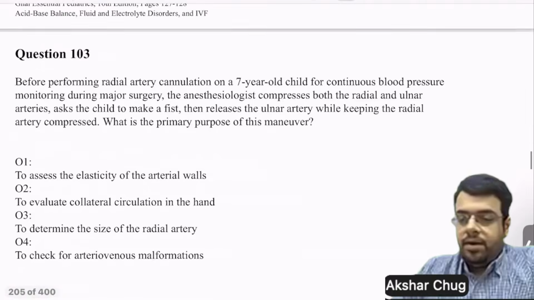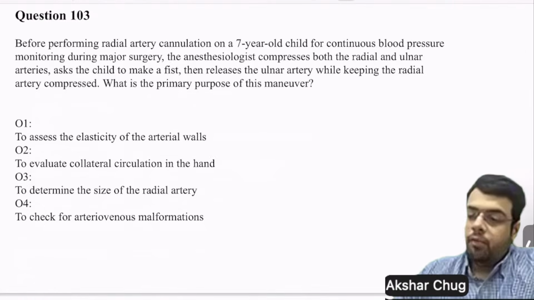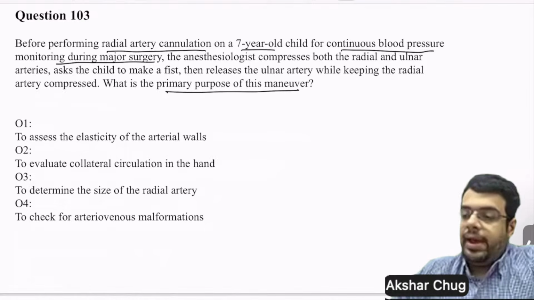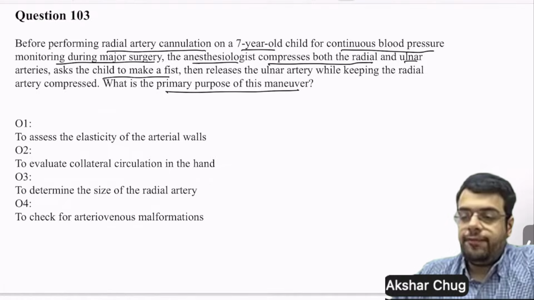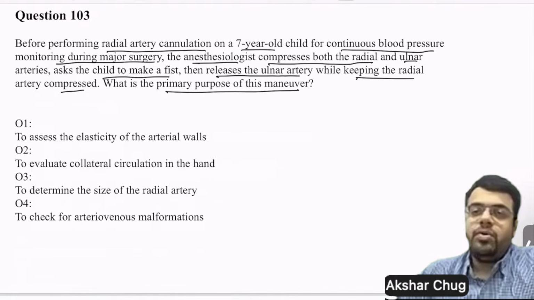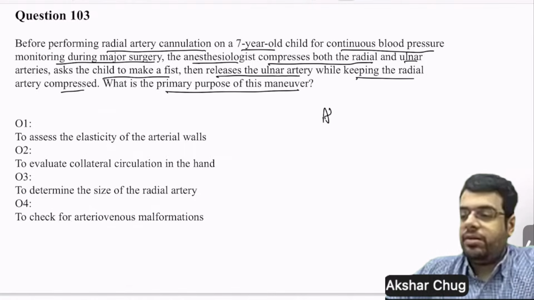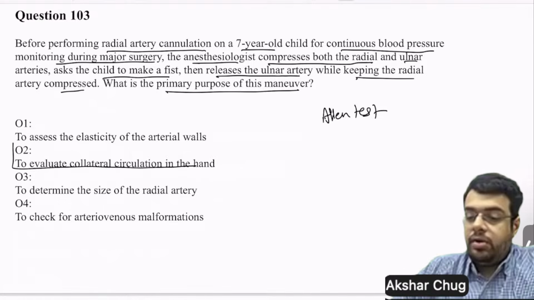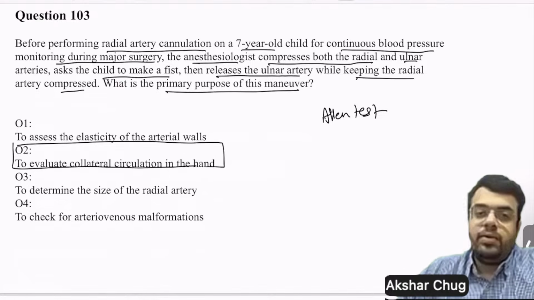Question 103. We are asked the primary purpose of the maneuver. Radial artery cannulation in a 7-year-old child, for continuous blood pressure monitoring during major surgery. The anesthesiologist compresses both the radial and the ulnar artery and asks the child to make a fist. Then releases the ulnar artery while keeping the radial artery compressed. So the name of the maneuver done by the anesthesiologist here is the Allen's test. And correctly said, it is to evaluate for the collateral circulation in the hand.